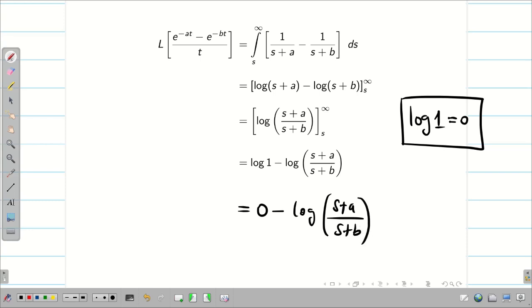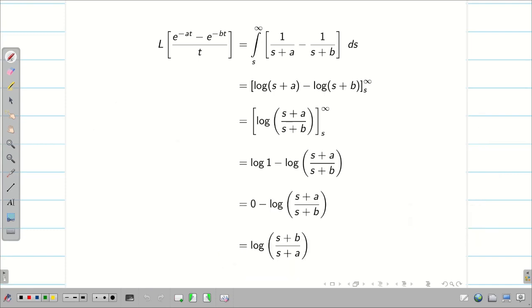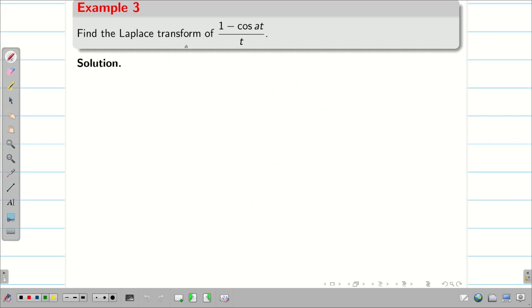This is correct. Sometimes people write 1 or 2 steps extra. We know the result log a power b is b log a. So in this case we have minus. I can rewrite this as log s plus a divided by s plus b all power minus 1. So my final answer, taking the reciprocal of this term, we get log s plus b divided by s plus a. This is my final answer. Hope you understand. Next problem, find the Laplace transform of 1 minus cos a t divided by t.